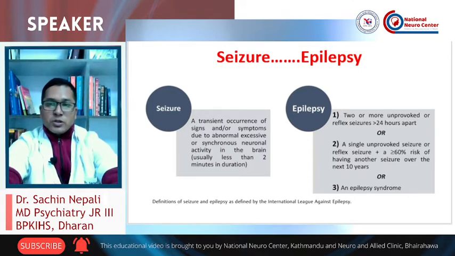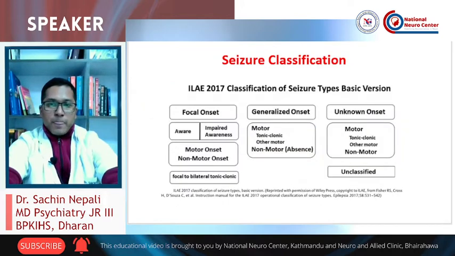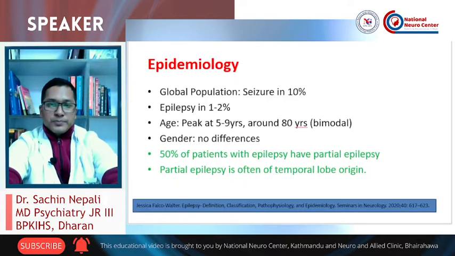And second, a single unprovoked seizure or reflex seizure plus more than 60% chance of having another seizure over the next 10 years, and an epilepsy syndrome. The seizure classification as per ILAE 2017: focal, generalized onset and unknown. In focal onset, aware and impaired awareness. Similarly, motor onset and non-motor onset, and focal to bilateral tonic-clonic seizure.